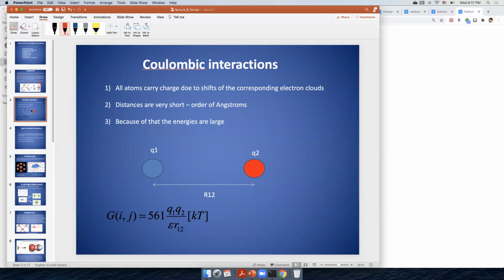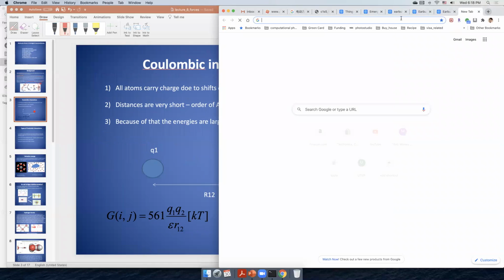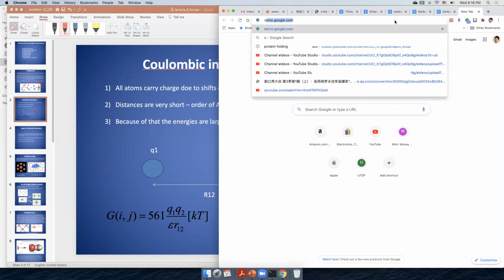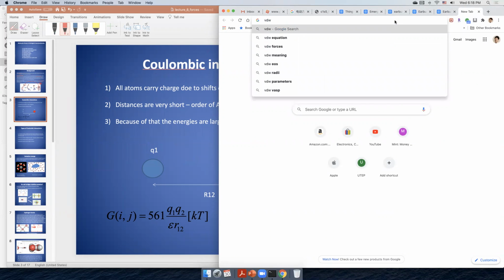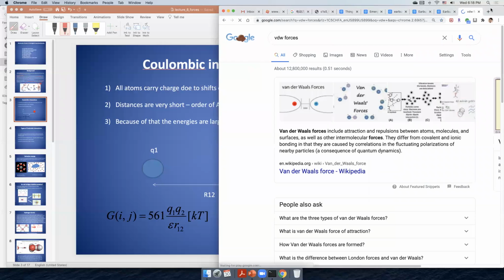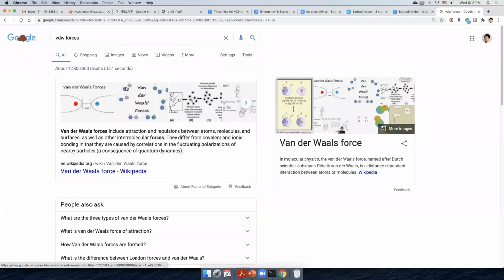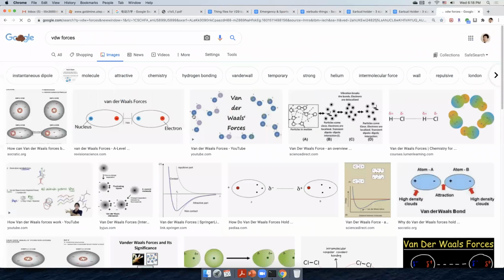Okay, now let's talk about some classic non-covalent interactions. In this slide, it doesn't introduce van der Waals interactions at all. It's only focused on electrostatic interactions, but it doesn't hurt for us to look at the van der Waals force just a little bit. So what is van der Waals force?